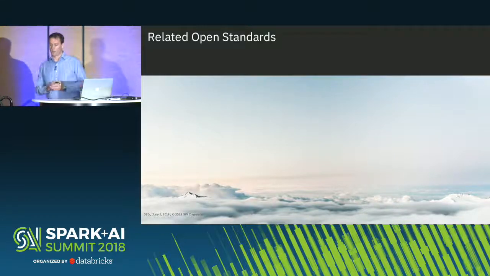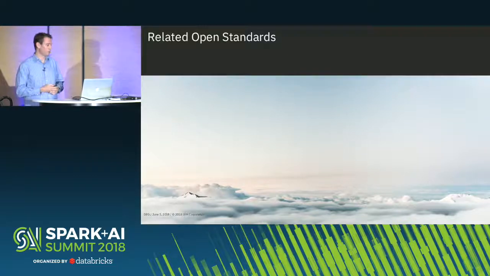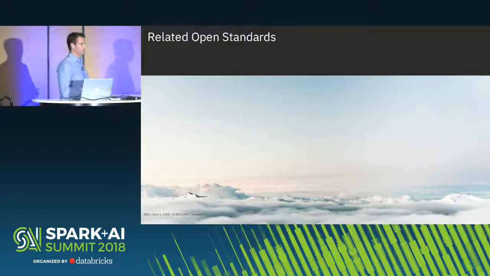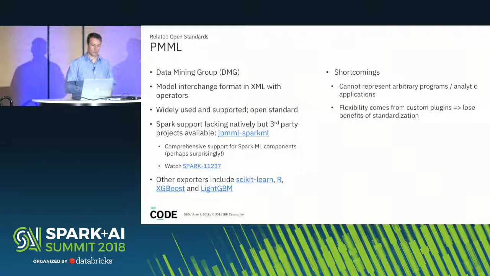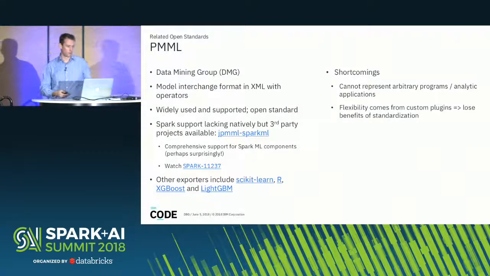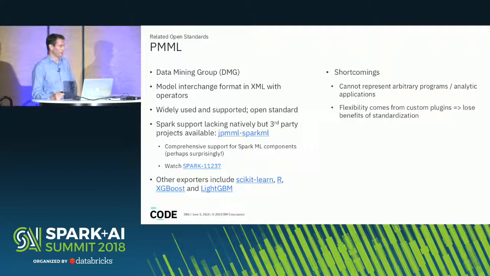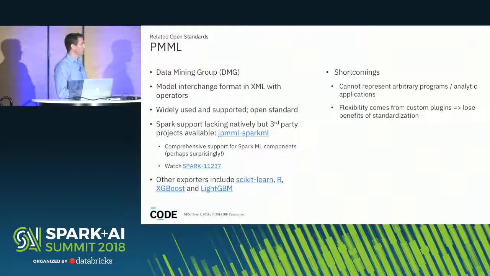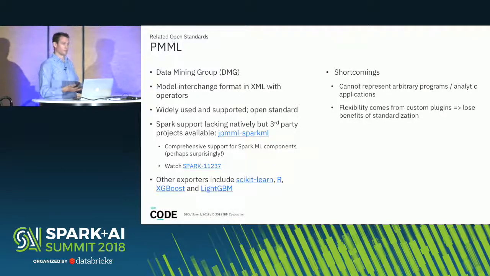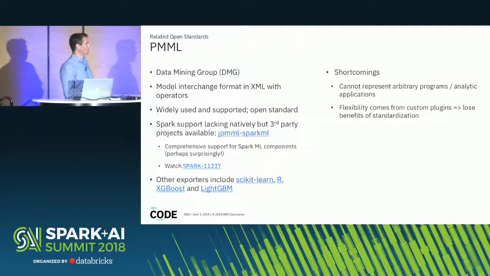So we've talked about PFA, and in particular the Aardvark project for exporting Spark ML to PFA. But what else is out there? So I mentioned PMML earlier, and that is a model format in XML. It's very widely used and supported. It's an open standard. And if it fits your use case, it works very well. Performance is good. There's no native Spark support for exporting to PMML, but there is a third-party project, which is JPMML Spark ML, worth checking out. It has very comprehensive support, which is perhaps a bit surprising given the potential shortcomings of PMML, but it does work really well.